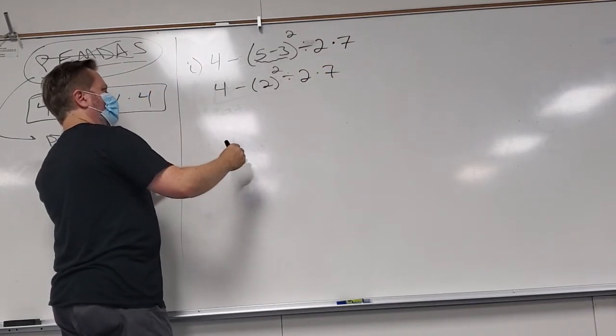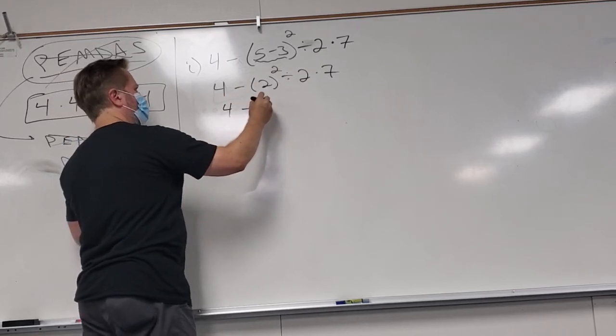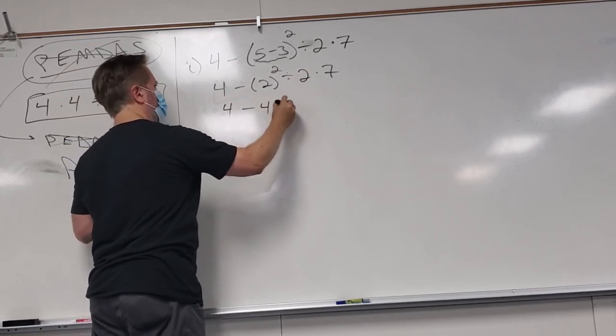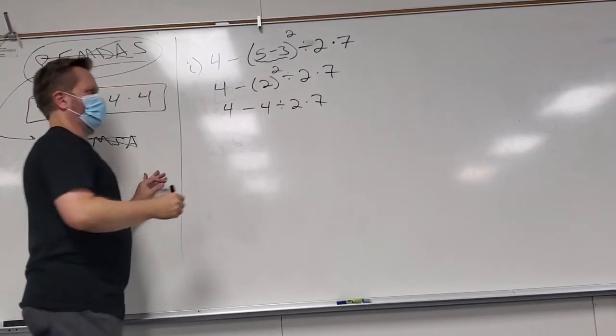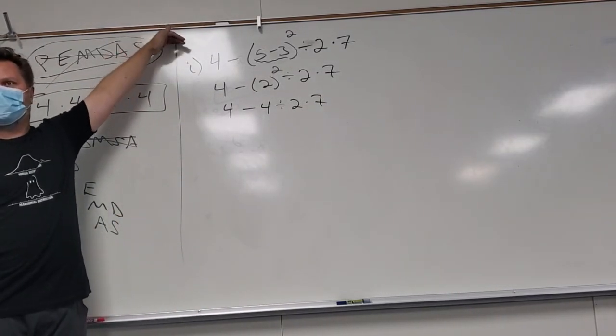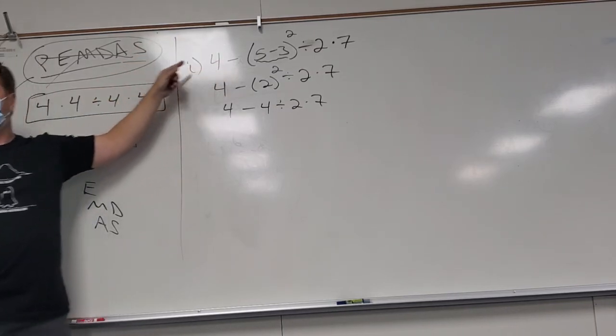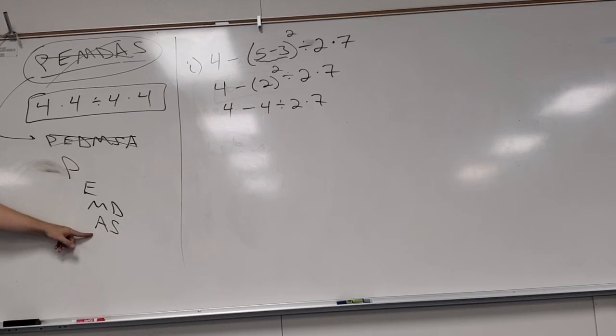What's the next thing you do? Exponents. So 2 squared is? Well, from the very beginning, I should have said this. What's the very last thing you're going to do? Addition, subtraction. So I'm going to do the subtraction last because it's at the end of PEMDAS, right?